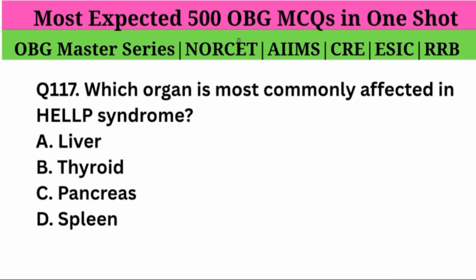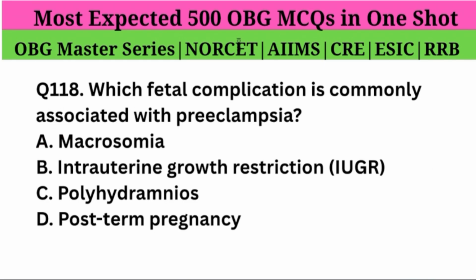Next question, which organ is most commonly affected in HELLP syndrome? Correct option is option A, liver. Next question, which fetal complication is commonly associated with preeclampsia? Your correct option is option B, intrauterine growth restriction.